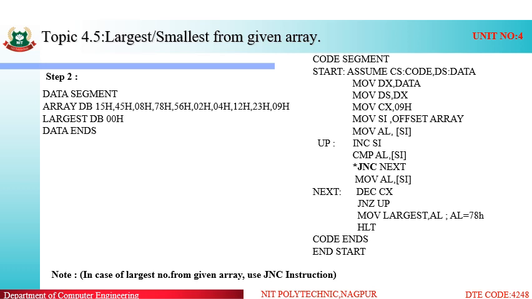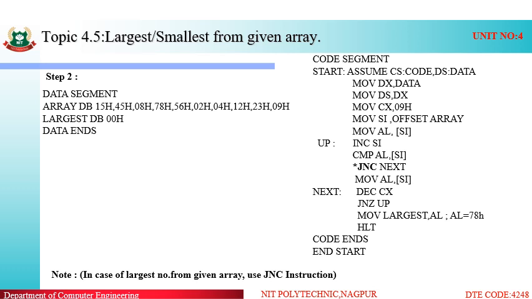So in case of the largest number from a given array of elements, always use the JNC instruction. The same program is used for the smallest number. What we have to do for the smallest number is use the JC instruction instead of JNC. The remaining program will be completely the same. JC means jump if carry. That means carry is generated, that means the source number is smaller than the destination number.